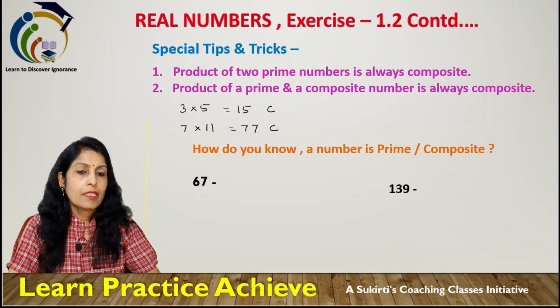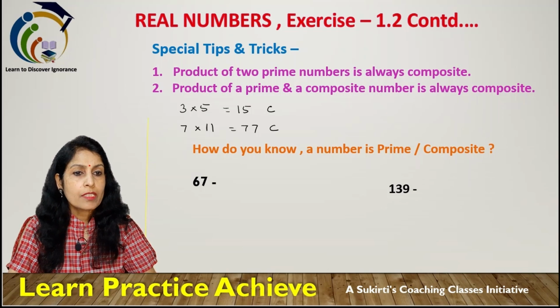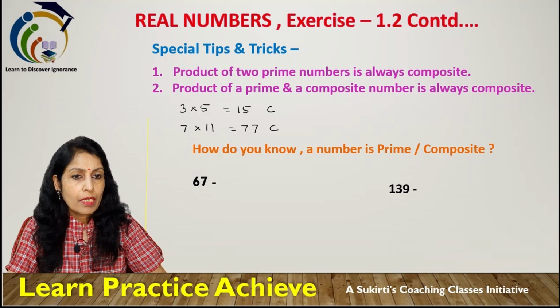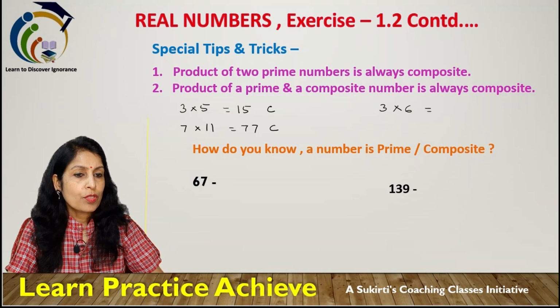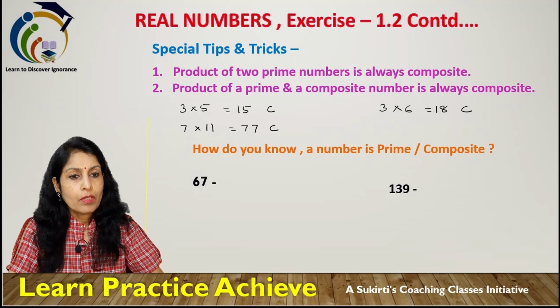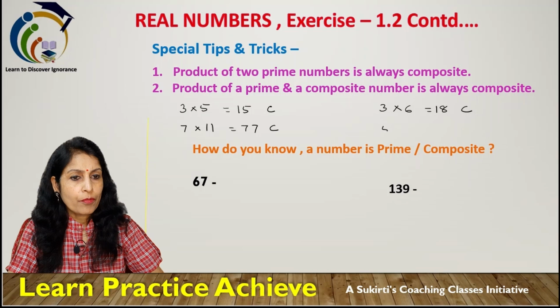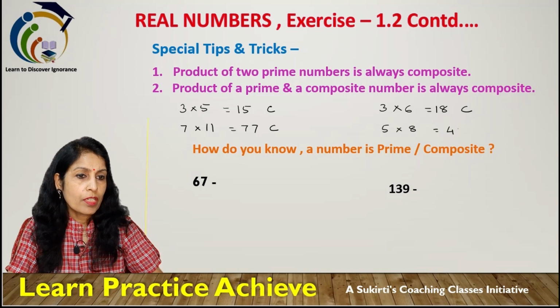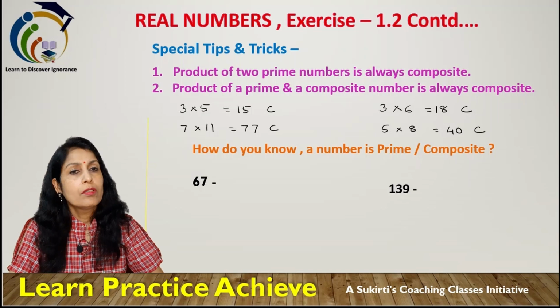Again, the second tip is the product of a prime and a composite number is always a composite number. Suppose we take one prime number, let it be 3, multiply with a composite number, suppose it is 6. So 3 into 6 is equal to 18. Again, 18 is a composite number. And if we take any other prime number, let it be 5, multiply with 8. Again, we will get 40, and 40 is also a composite number.